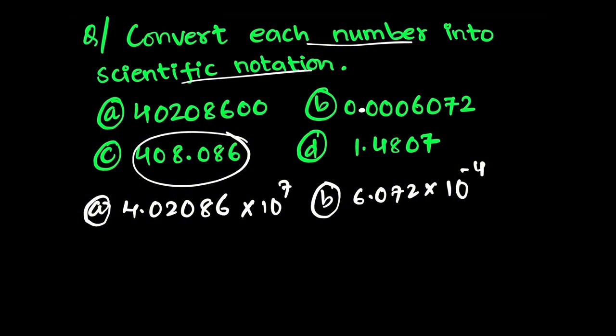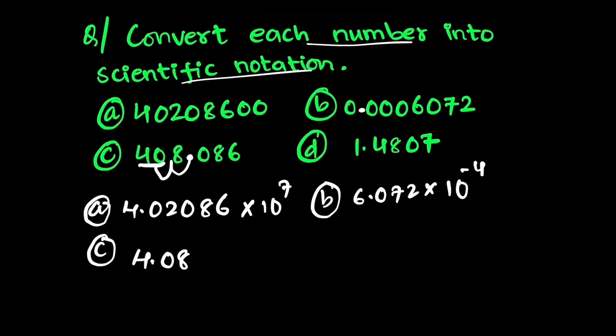Now let's convert this one. Spot the decimal point, which is right here. Move this decimal point between 4 and 0. So 1, 2, which becomes 4.08086 times 10 raised to 2. Positive 2 because we are moving the decimal point towards the left.